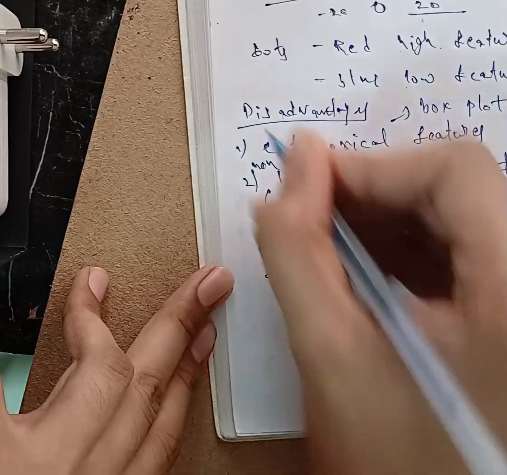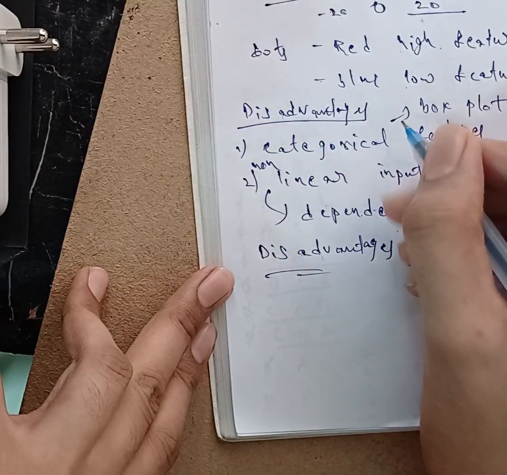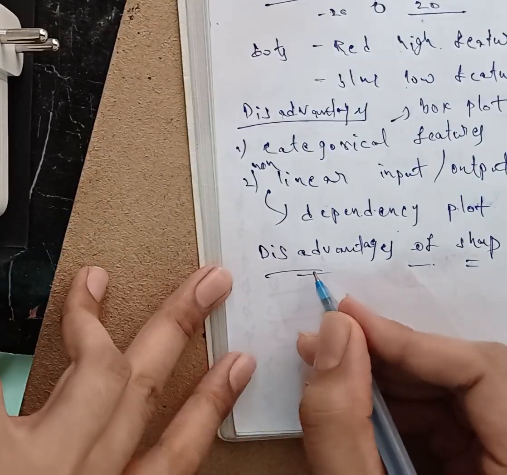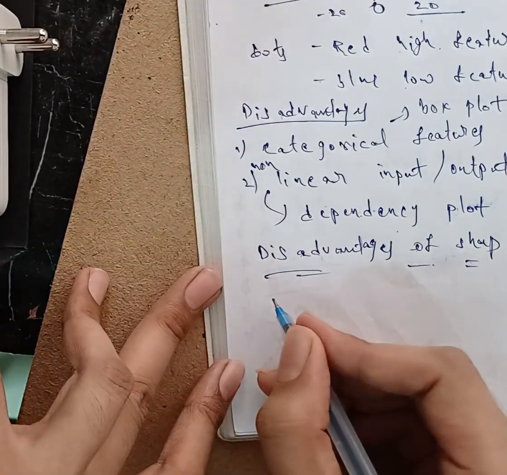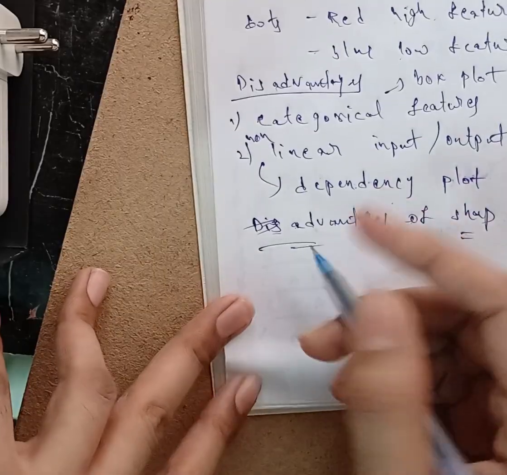See, these disadvantages are for the Beeswarm plot. Now I am saying disadvantages of SHAP. First of all, let's come to advantages. Okay, let's talk about advantages.